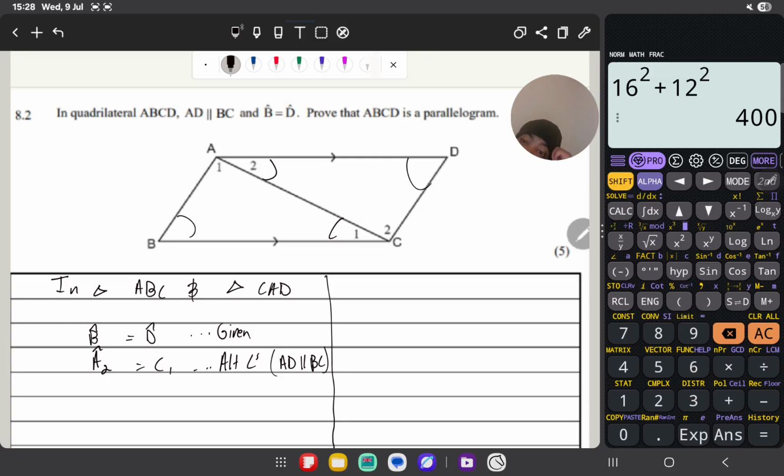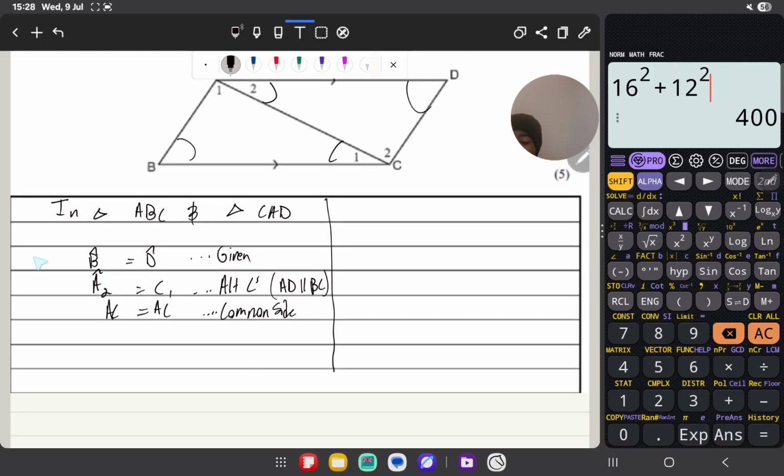Right? And then the last thing, of course, we have AC. You can just leave it as AC or write AC equals AC, and it's a common side, right? So now you are seeing that, okay, we have angle, angle, side, and therefore this is congruency.